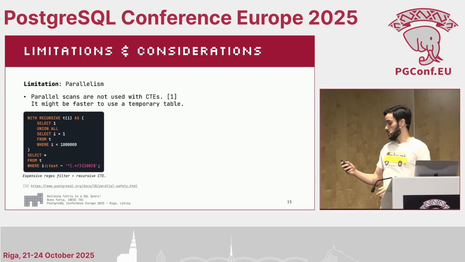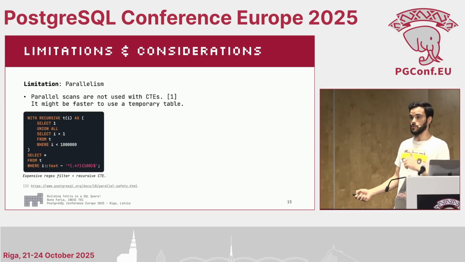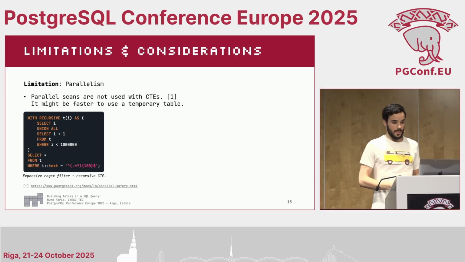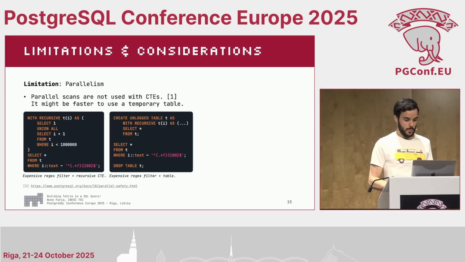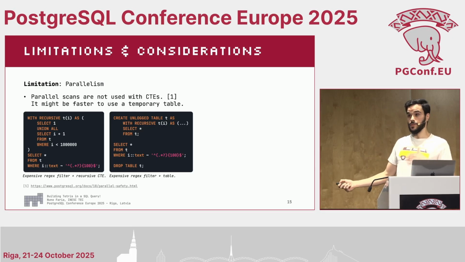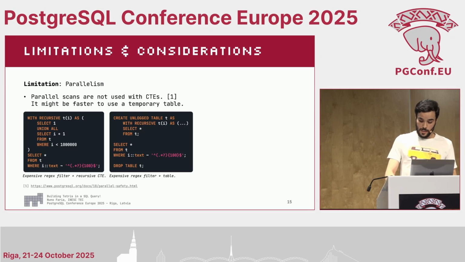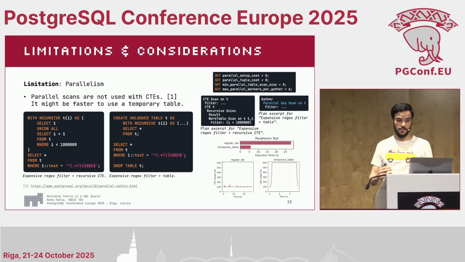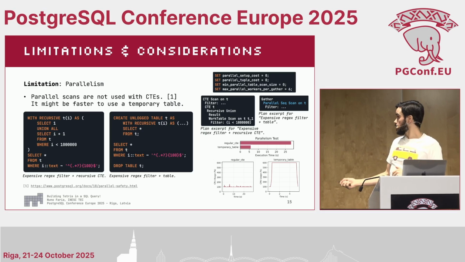So if we have an example like this, where we generate 1 million rows and then we apply a really, really bad regular expression, and we have an alternative implementation which takes the rows of a recursive CTE and creates a temporary table, and then applies the regular expression and then deletes the table. This temporary table version becomes five times faster than the recursive CTE only version, because it is able to use a parallel sequential scan, and thus it will be able to use multiple cores.